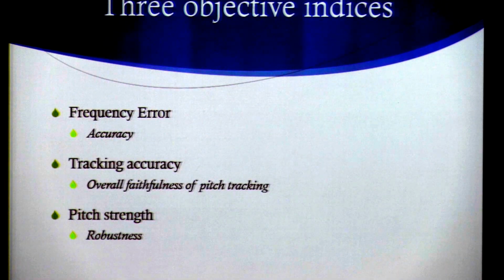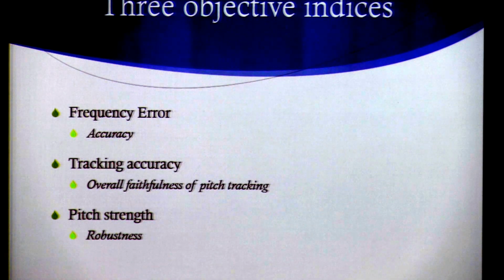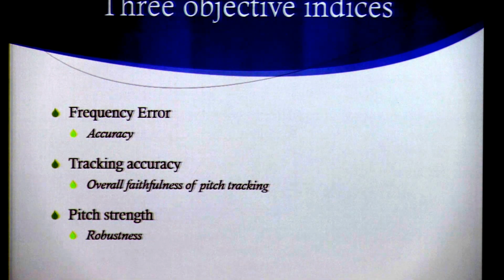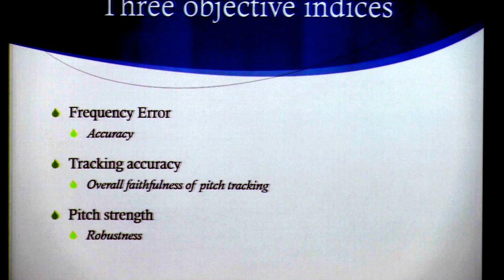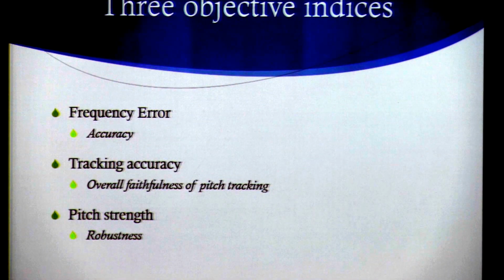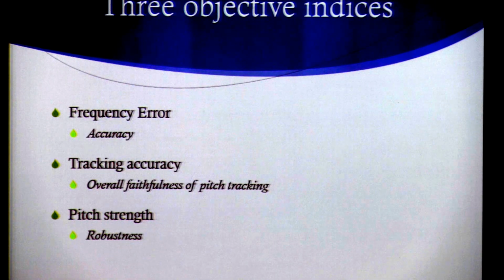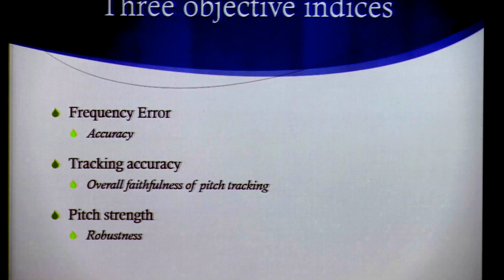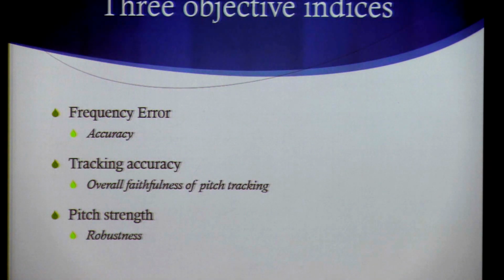3 objective indices were applied in order to calculate the pitch tracking accuracy as well as the phase locking magnitude of each participant. Frequency error measures the accuracy of the pitch encoding during stimulus presentation. Tracking accuracy looks at the overall faithfulness of the pitch tracking between the stimulus and the response. And then pitch strength is just as it sounds. How robust of a response do we have from the brainstem?